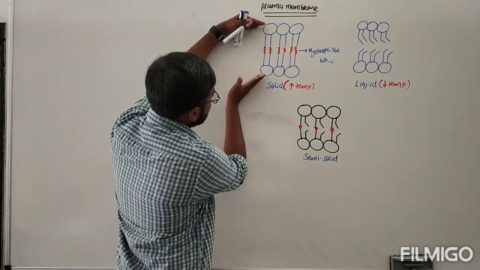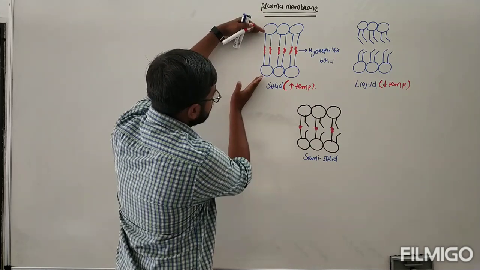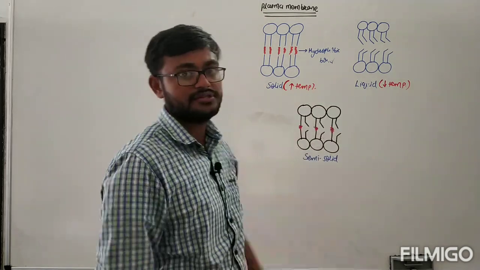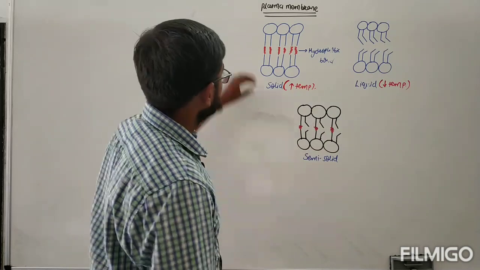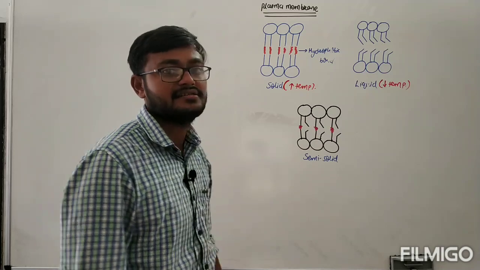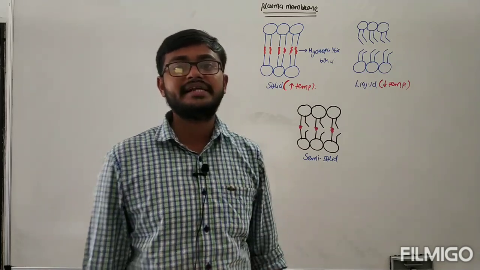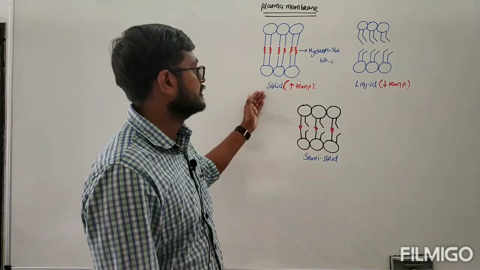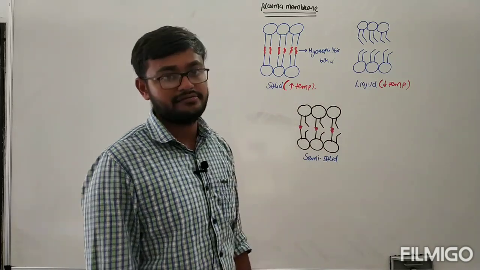Due to the presence of high temperature, both these bilayers move away from each other. As both of these layers start moving away from each other, the bond formation is going to be resisted. The bond formation is not going to take place. Due to that, what happens is the solid is converted into liquid.